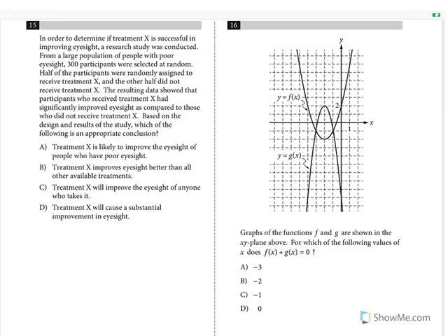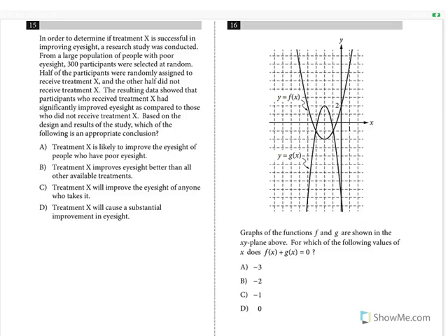All right. So we have a few of these types of questions on each SAT test that I've looked at. Now we have to carefully read something like that and then carefully read each one of our choices. There's really no math, it's just understanding logic and interpretation here. Treatment X is likely to improve the eyesight of people who have poor eyesight.